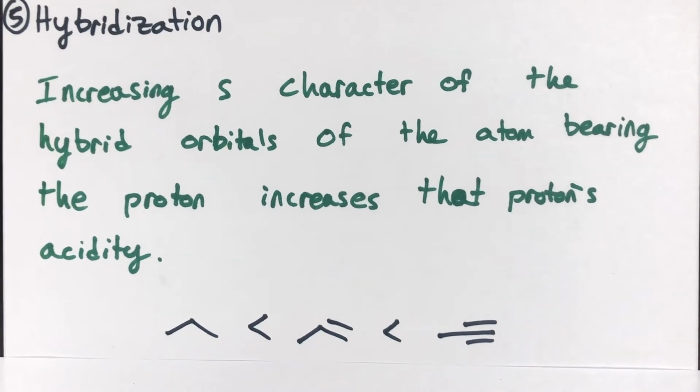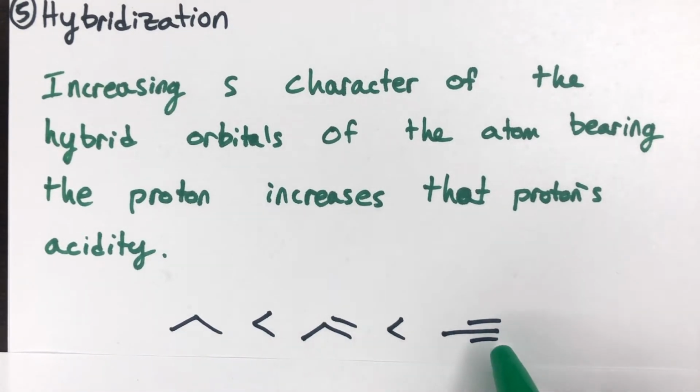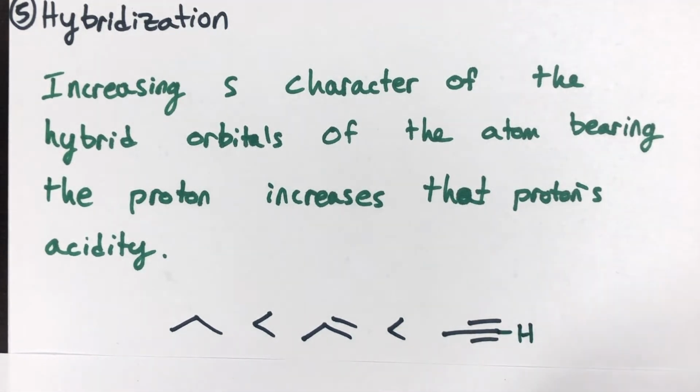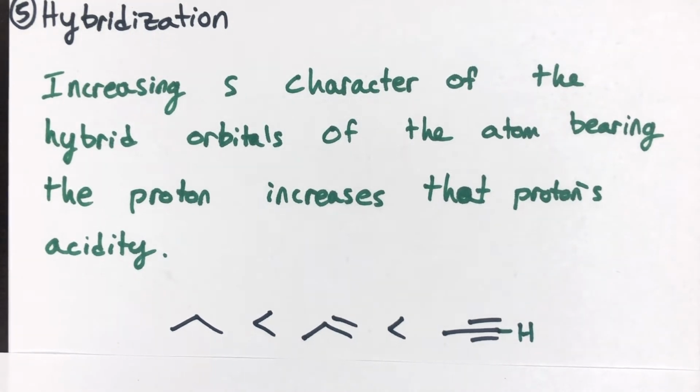And then if you take this one step further and you look at an alkyne, an alkyne is sp hybridized, which has 50% s character. So again, this alkyne proton, the one on the carbon involved in the carbon-carbon triple bond, the terminal proton of the alkyne, is very acidic because it has this 50% s character.